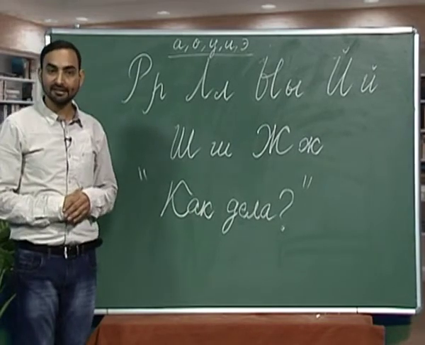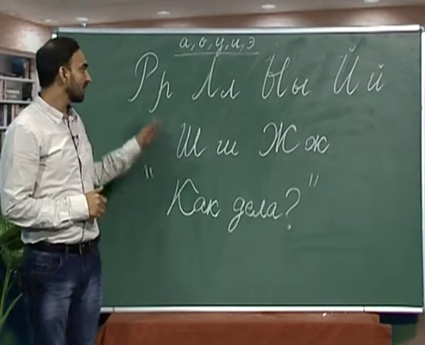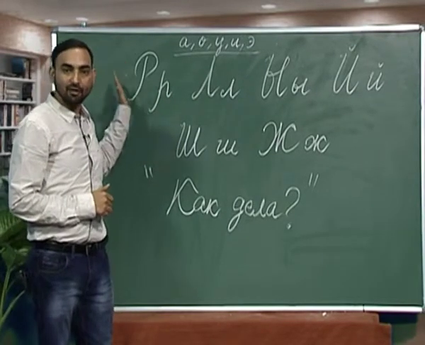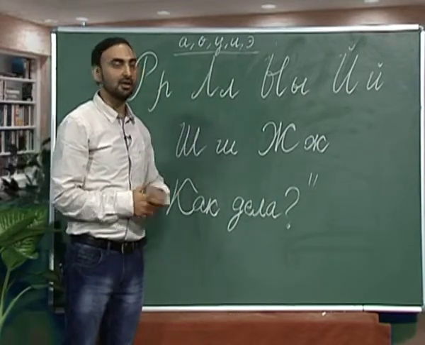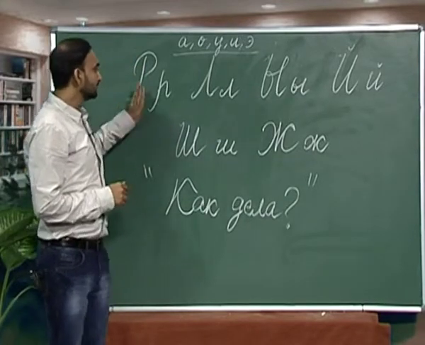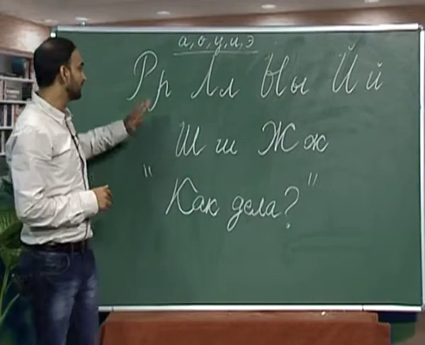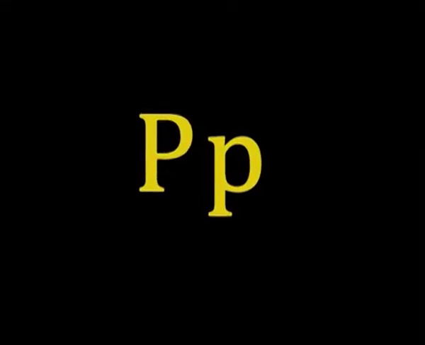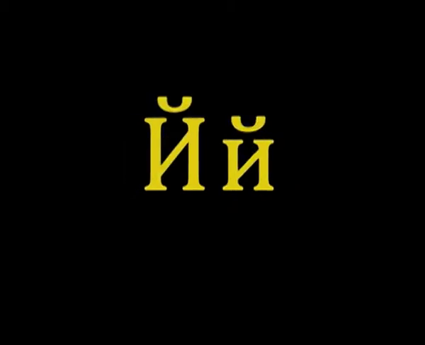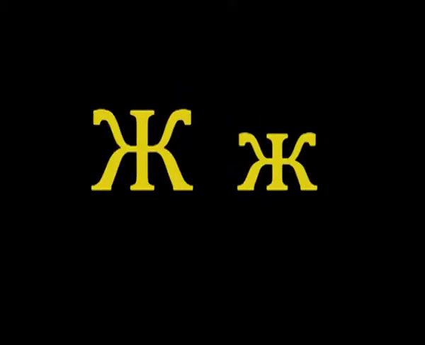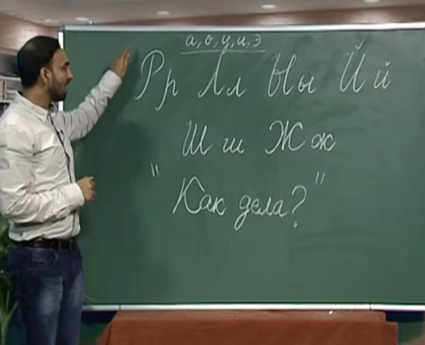Okay. In this lesson, we are learning how we write some vowels and consonants. This is basically in continuation with our previous lesson. In this lesson, we will learn these letters of the Russian alphabet. The first one is R, L, I, I kratkoe, Sh and Zh. So, let us start with R.